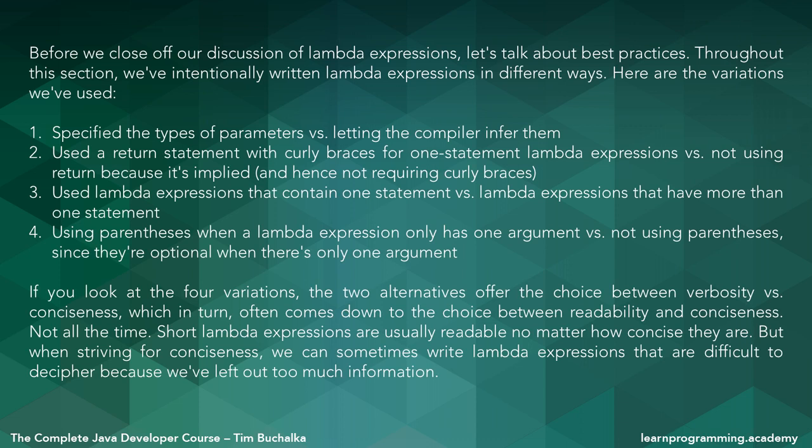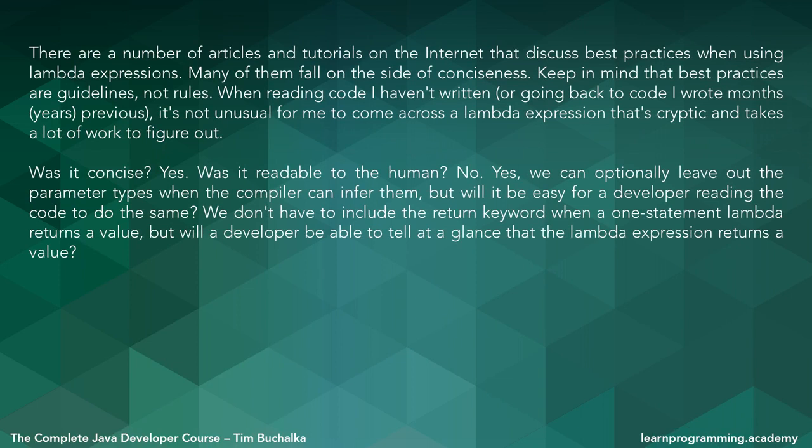So if you look at the 4 variations, the 2 alternatives offer the choice between verbosity, I should say, versus conciseness, which in turn often comes down to the choice between readability and conciseness. Not all the time, of course. Short Lambda expressions are usually readable no matter how concise they are, but when striving for conciseness, we can sometimes write Lambda expressions that are difficult to decipher because we've left out too much information. Now, there are a number of articles and tutorials on the internet that discuss best practices when using Lambda expressions. Now, many of them fall on the side of conciseness, but keep in mind that best practices are guidelines, not rules.